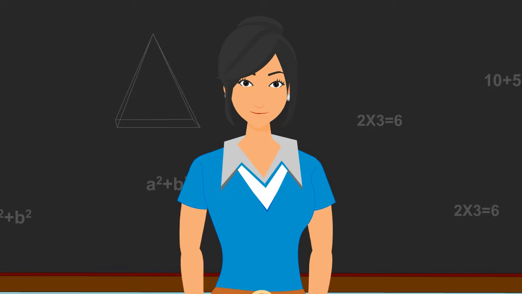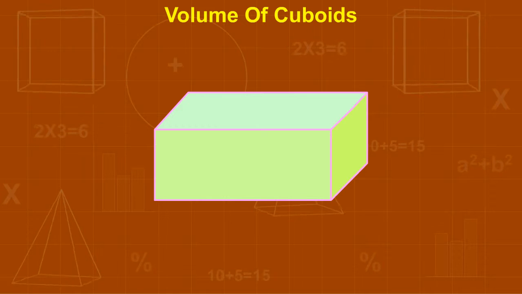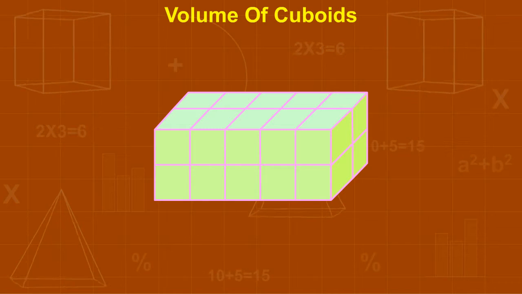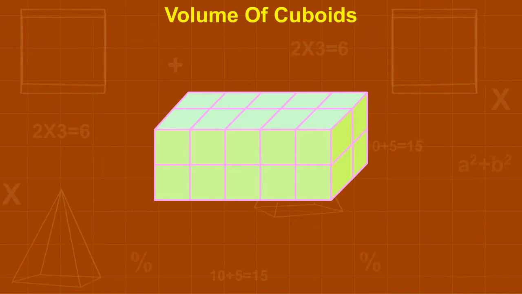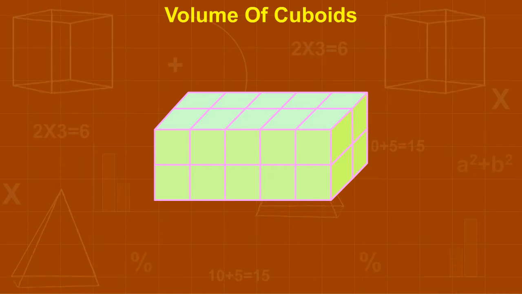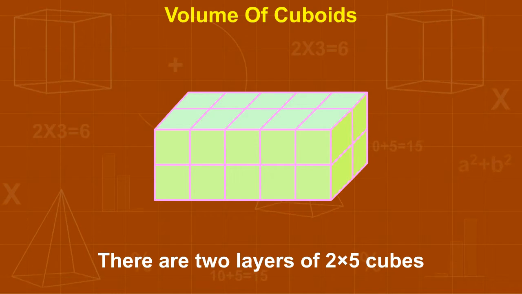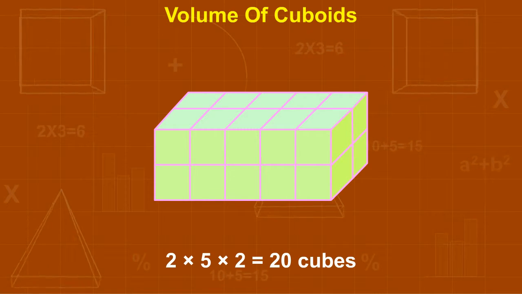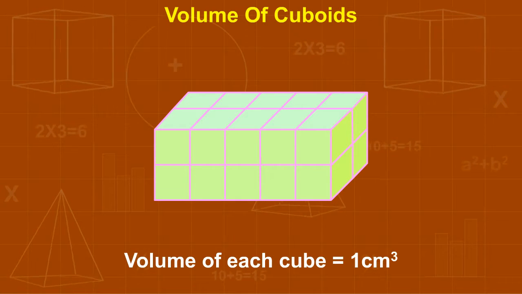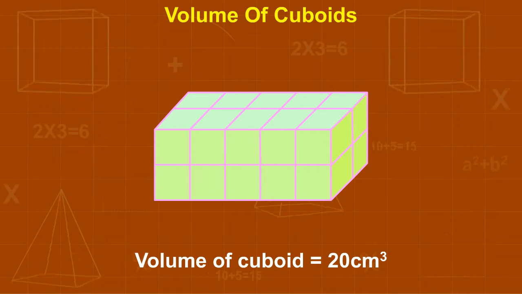Now we will learn and study about volume of cuboids. To find the volume of a rectangular prism or cuboid, we have to find the number of cubes in each layer and multiply the number of cubes in each layer with the number of layers. Let us find the volume of the cuboid shown here. We can see there are 2 layers of 2 into 5 cubes. That is, 2 into 5 into 2 is equal to 20 cubes. Volume of each cube is equal to 1 centimeter cube. Thus, volume of cuboid is equal to 20 centimeter cube.